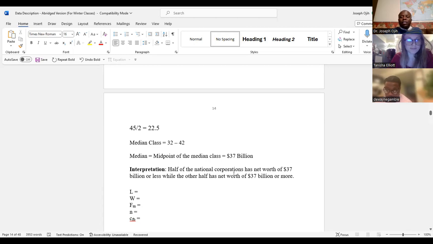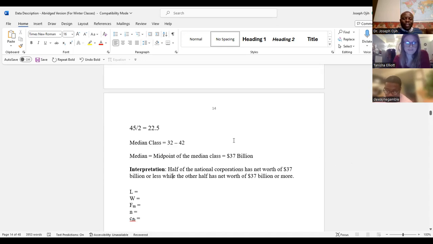Now, a journalist who wants to say that these corporations are not making money can just say, these companies are not making money, and half of them are making less than 37 billion. Or half of them have a net worth of 37. Now, another journalist might say, oh, they are making a lot of money. At least half of them are making at least 37 billion. So you can see how you can twist statistics to mean something different.